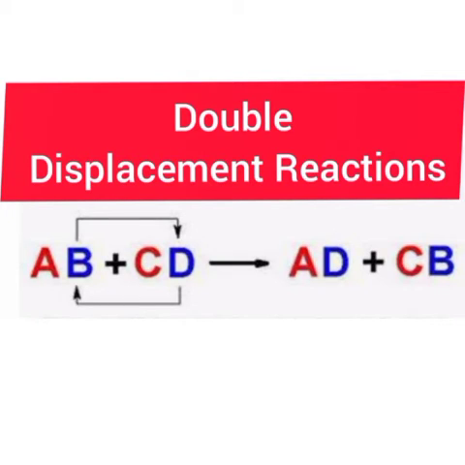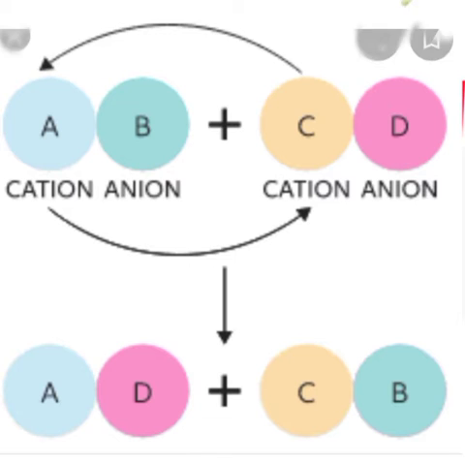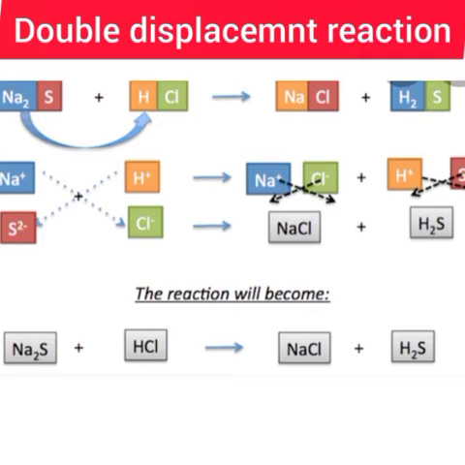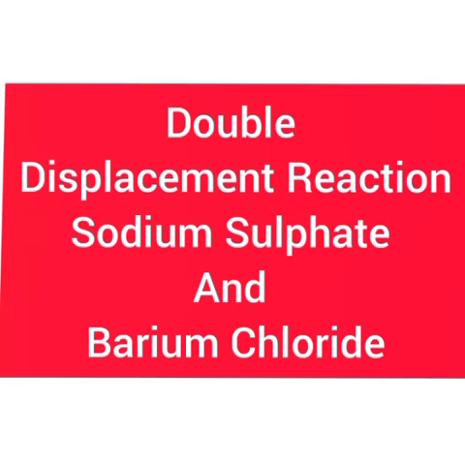Double displacement reaction. A double displacement reaction is a reaction in which new compounds are formed by mutual exchange of ions between two compounds, such that A and C are known as cations, whereas B and D are known as anions. Let us discuss an example. Sodium sulfide, when it reacts with hydrogen chloride, forms sodium chloride and hydrogen sulfide. That means Na positive combines with Cl negative and H positive combines with S2 negative to form NaCl and H2S.